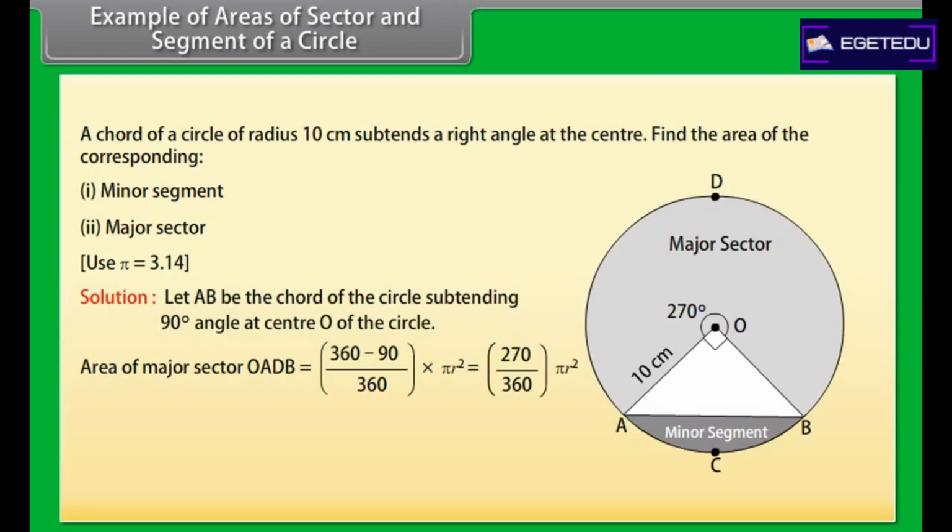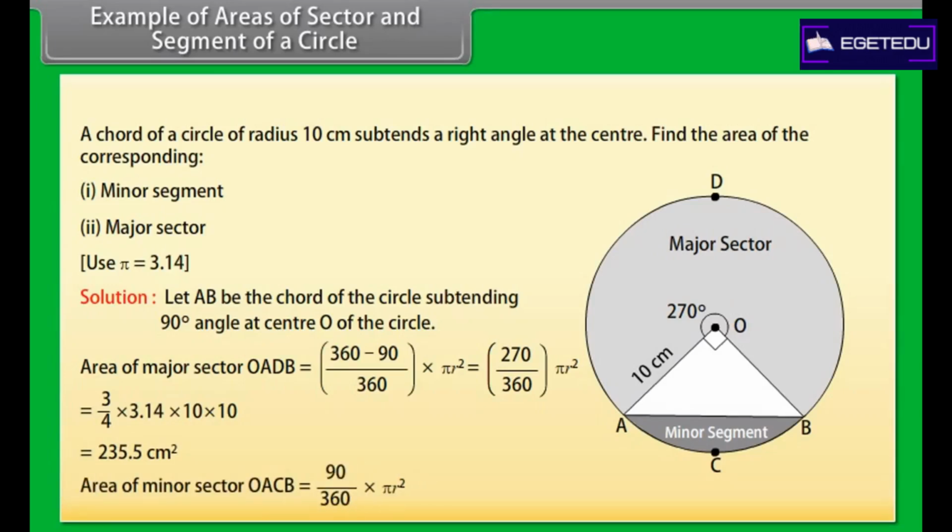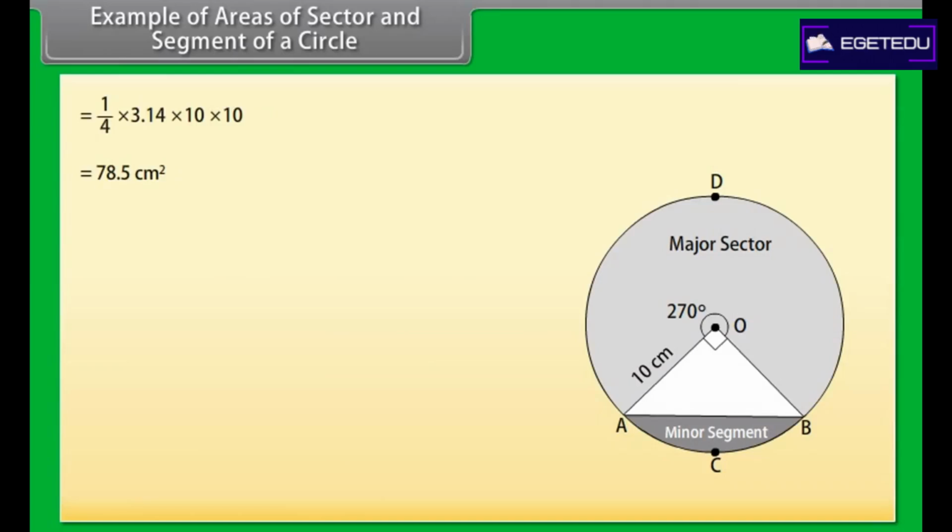Let AB be the chord of the circle subtending 90-degree angle at center O of the circle. Area of major sector OADB is equal to 360 minus 90 whole upon 360 into pi r square, which equals 270 upon 360 into pi r square, which is equal to 235.5 centimeters square.